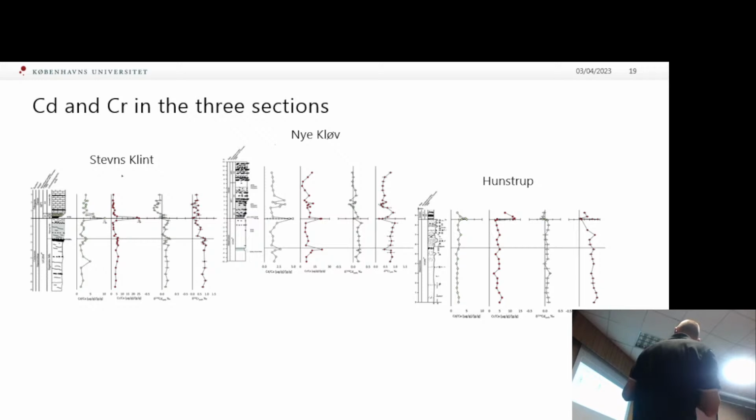It becomes more complicated when we come above the boundary. There you can see it's very fluctuating, and this we actually cannot explain at the moment. We need to do some more investigation on this.